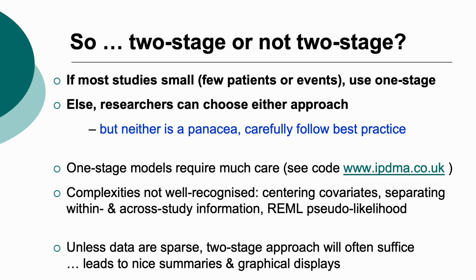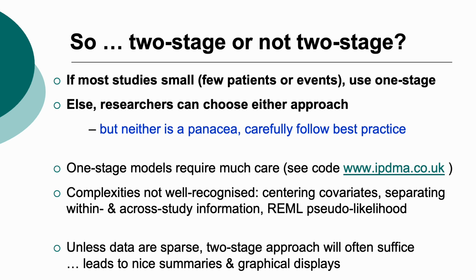So that's the message. In summary, two-stage or not two-stage. If most studies are small, so you've got few participants or few events, definitely use a one-stage approach. Else, I think you can choose whichever approach you want, but neither is a panacea, and carefully follow best practice. One-stage models need much care, and really you need to have professional statisticians working on that modelling to make sure it's done correctly, and certainly people with experience in IPD meta-analysis modelling.